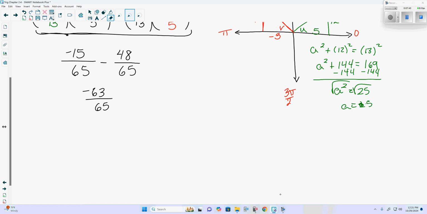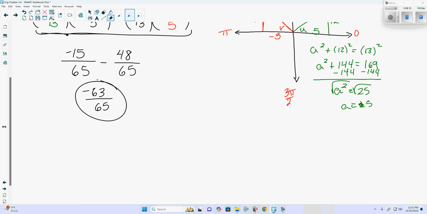Negative 48 or 48 over 65 doesn't. But this here, it doesn't reduce. I don't know why I was trying to reduce it by 3, but that's it. Yeah. I don't know why I was thinking that it reduced to 21, because that would have been 63. 21/63. The next one would be 66, which is 22.